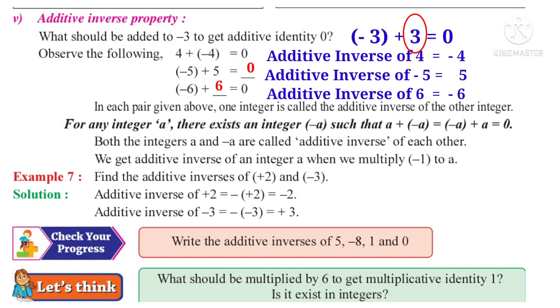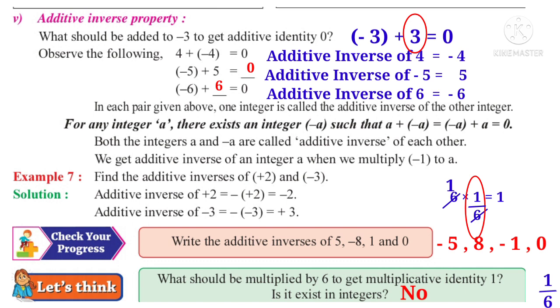Now write all the additive inverses of 5, minus 8, 1 and 0. They are minus 5, plus 8, minus 1 and 0, because there is no sign for 0. What should be multiplied by 6 to get multiplicative identity 1? Does it exist in integers? No, because 6 multiplied by 1 by 6, on simplification by 6, 6 1 ja, that is equal to 1 into 1 is 1. So the multiplicative inverse of 6 is 1 by 6, but 1 by 6 does not exist in integers.